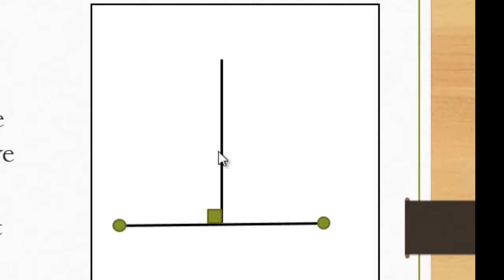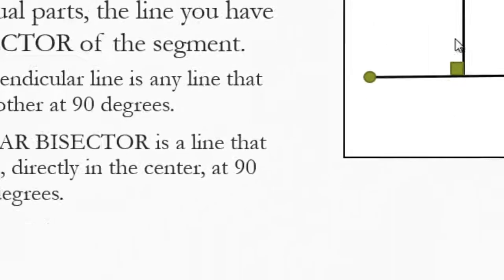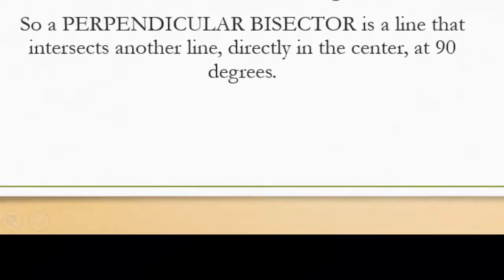Remember that any line that intersects another line segment at 90 degrees is considered perpendicular. So if it is directly in the center of your line segment and cuts that line segment at a 90-degree angle, then we say we have a perpendicular bisector.